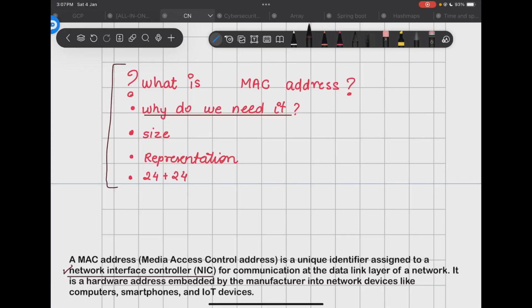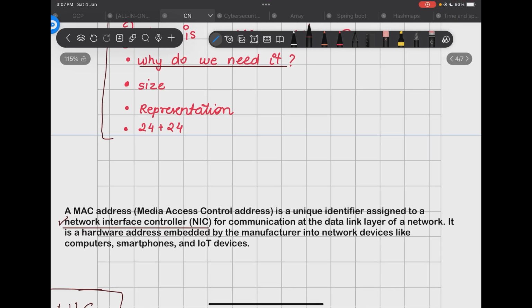These are the points I will be covering in this lecture. So, let's start with the first one. What is a MAC address? I have a fairly simple definition here. A MAC address, Media Access Control address, is a unique identifier assigned to a network interface controller, NIC, for communication at the data link layer. Now you might be confused about what this network interface controller NIC is. I will explain that to you in a minute.